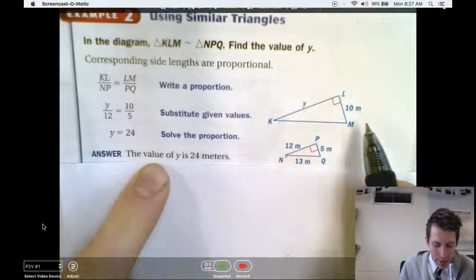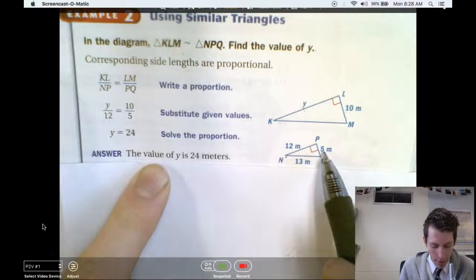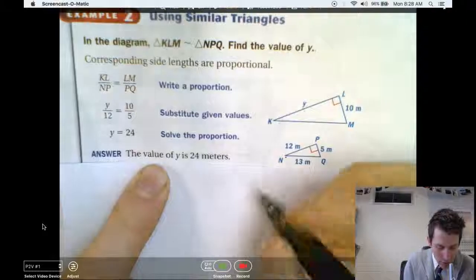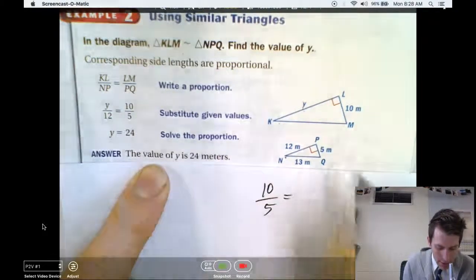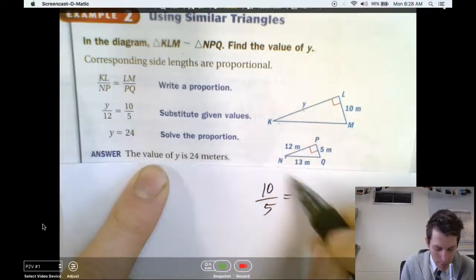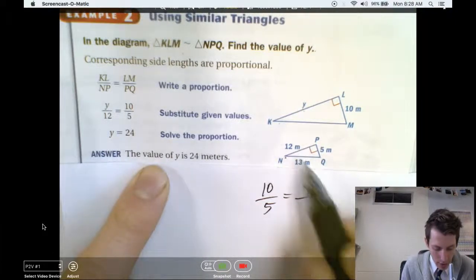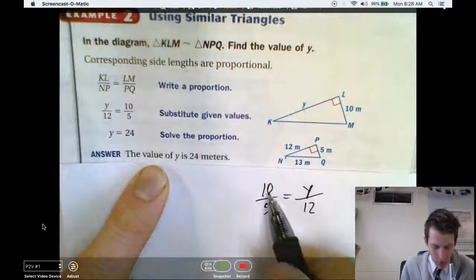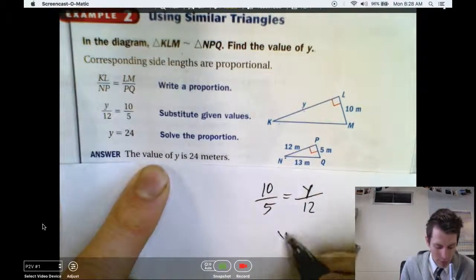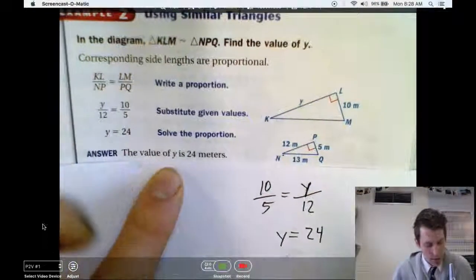So where do we start? Let's start with some numbers we actually know that are listed here. So 10 and 5. Does LM correspond with PQ? Yeah. All right, so 10 over 5 is equal to, that's the big triangle over the small triangle, y, big triangle, over the small triangle corresponding side, 12. Okay, so 10 times 12 is 120, divided by 5 is 24. Y equals 24, and that's what they have here.